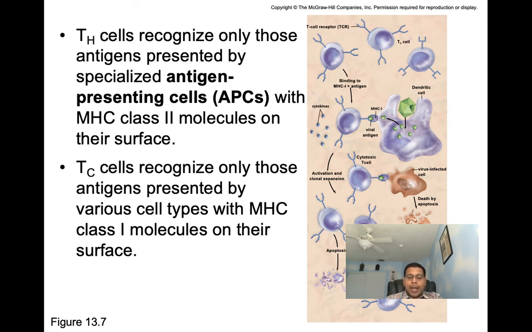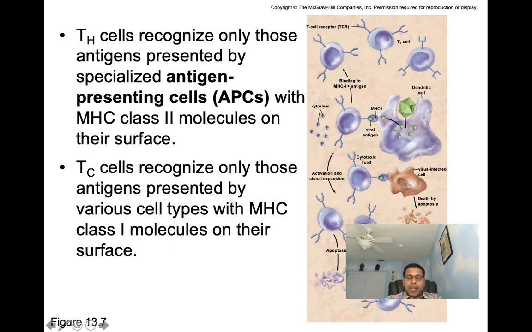They are going to bind to antigens, but we said they have to be presented by MHC proteins that are found on the surface of other cells. Now, T helper cells only recognize antigen from antigen presenting cells (APCs) with MHC class II molecules on their surface. Second, our cytotoxic T cells only recognize antigens presented by various cell types with MHC class I molecules on their surface.